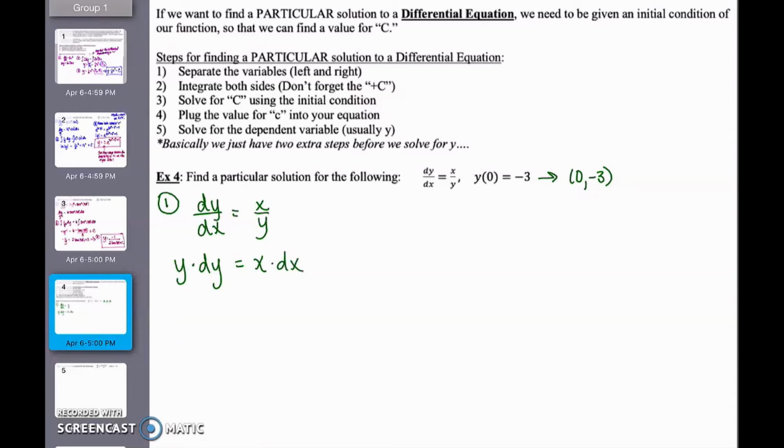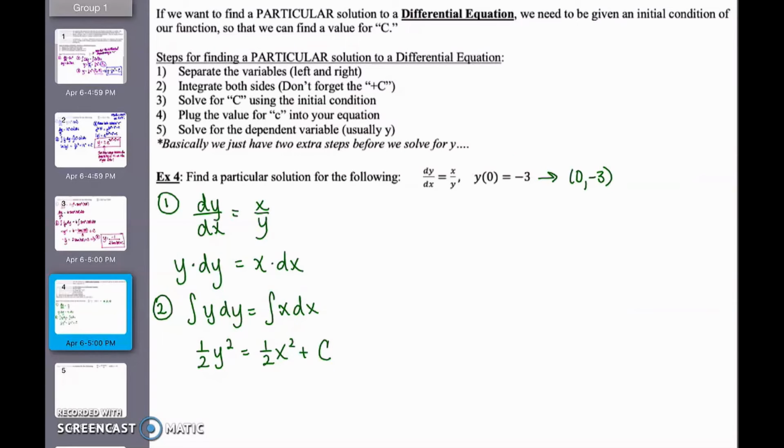Okay, separation complete. The next step is going to be to integrate both sides with respect to the variable on that side. So the integral of y dy is going to be equal to the integral of x dx. Both of these are just power rule in reverse, easy to integrate. So y will become 1/2 y squared. Remember, we don't worry about the plus c on the left. We only put the plus c on the right. So this is equal to 1/2 x squared plus c.